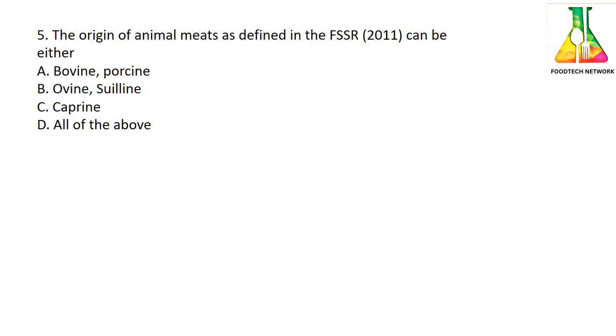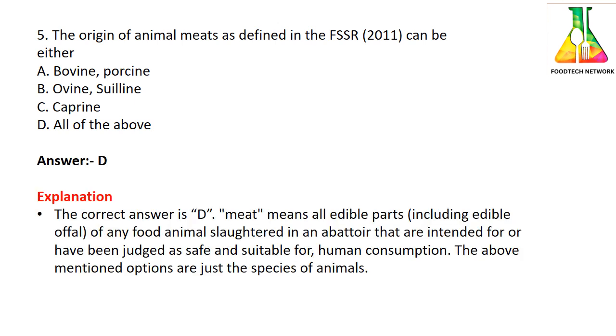Number 5. The origin of animal meats as defined in the FSSR 2011 regulations can be either: option A, bovine and porcine; option B, ovine and suine; option C, caprine; and option D, all of the above. So the right answer is D, that is all of the above.